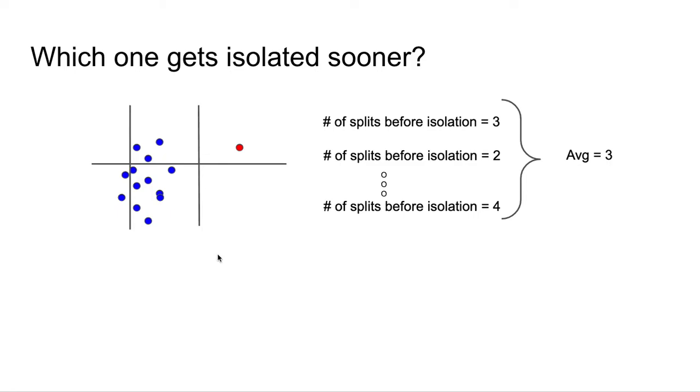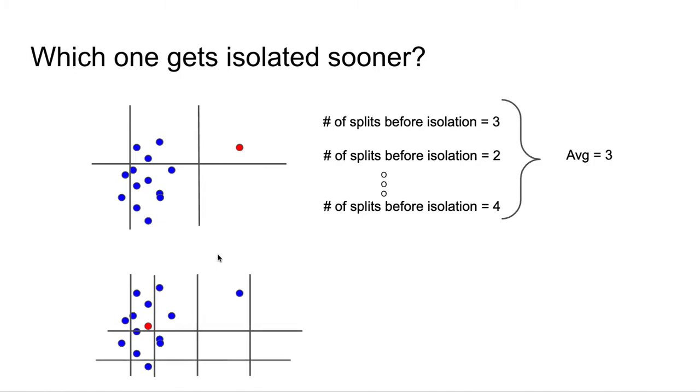Now let's look at the other case, when your red point is in the middle of the cluster and you start random splitting again. Maybe the first split is like this, the second split is like this, and you keep doing this over and over, and obviously it's gonna take longer than the first example, and probably it's gonna take, say, 14 splits to isolate this red point in the middle.